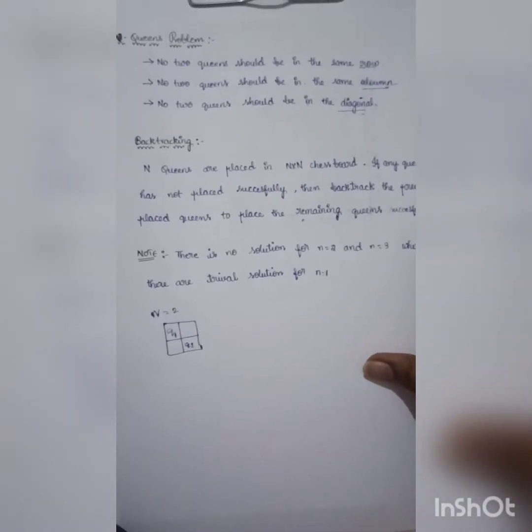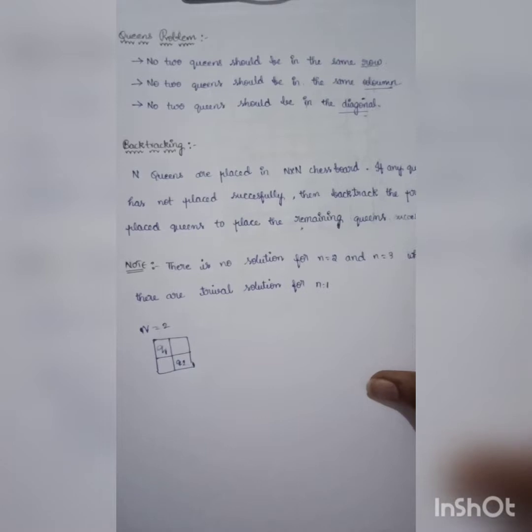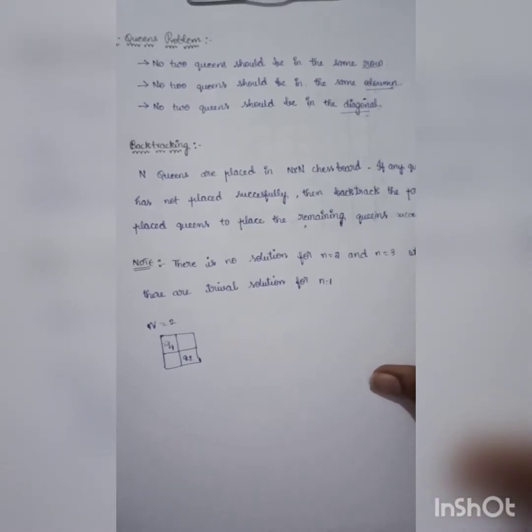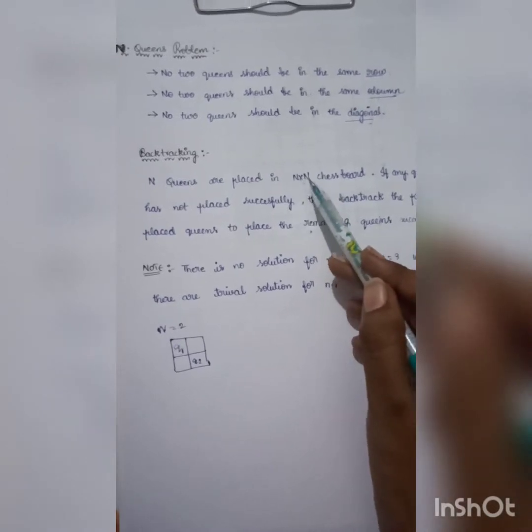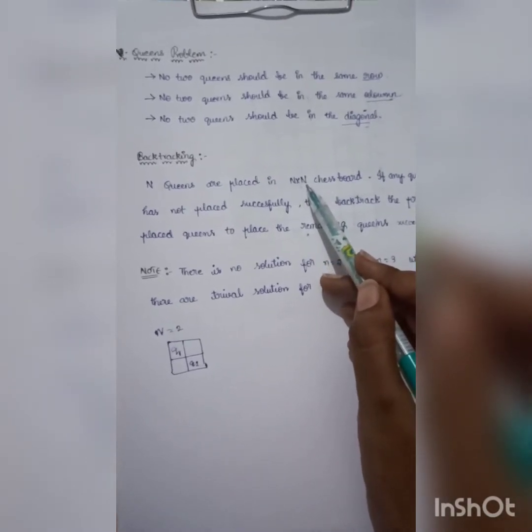The topic is the N queens problem. The N queens problem means we place N queens on an N by N chessboard. While placing N queens on an N by N chessboard, we have to follow three rules.